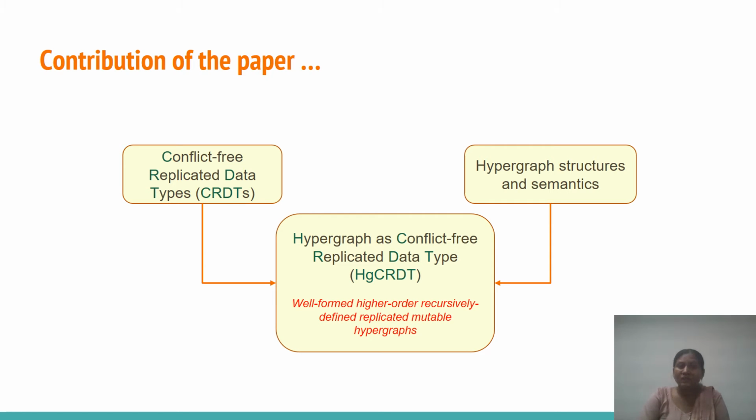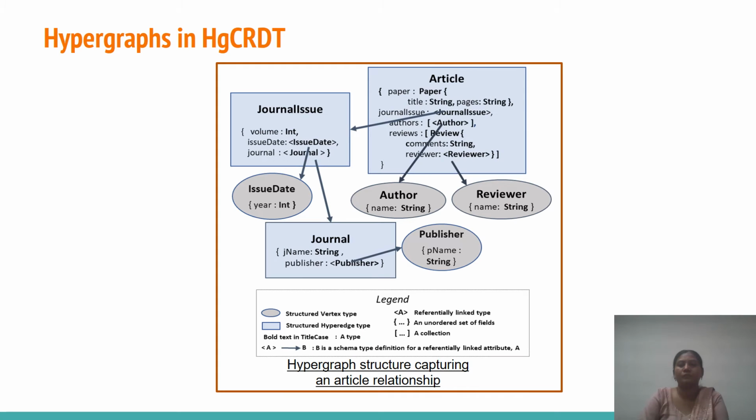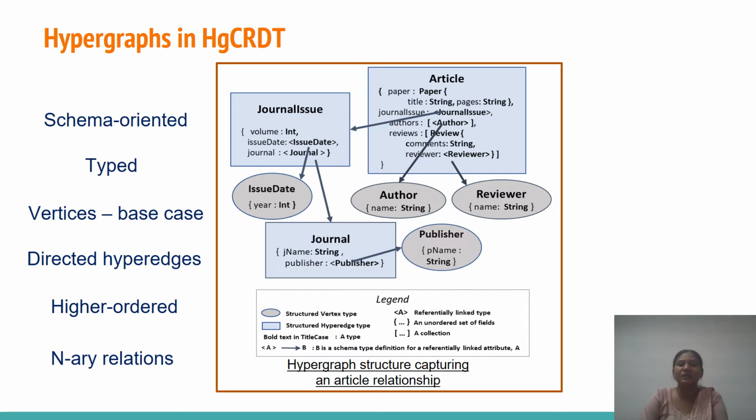The HgCRDT is designed to work on well-formed, higher order, recursively defined, replicable, mutable hypergraphs that we discuss soon. We present hypergraphs in HgCRDT as a collection of schematic and typed vertices and directed hyperedges. Vertices are the base cases and hyperedges connect a set of differentially linked atoms. We use the term atom to abstractly refer to these vertices and hyperedges.